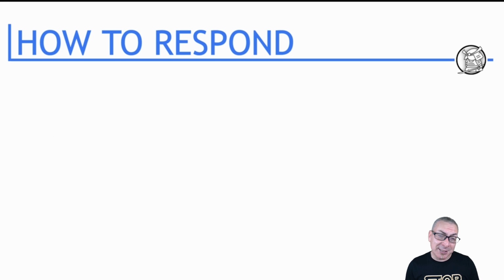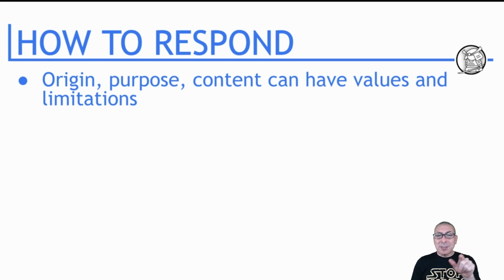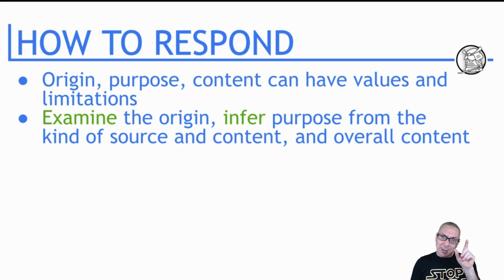So how do you respond to the question? The origin, the purpose, and the content all have values and limitations. Keep that in mind. So you have to examine the origin. Who made it? When did they make it? Why? Where? Well, not the why. The why is the purpose. So you have to infer the purpose from the origin, but also the content. So look at the overall content. Examine the origin and infer the purpose from the origin and the content. Maybe from the kind of source as well.